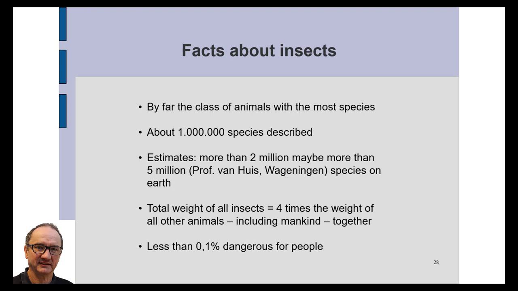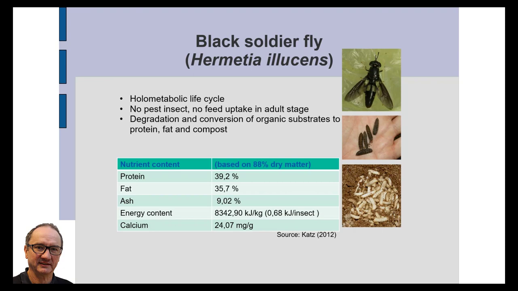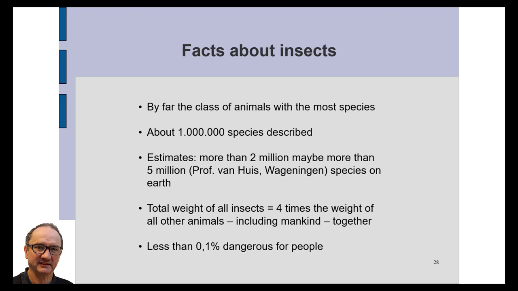So a black soldier fly, let's say 15 to 20 days with 150 to 200 milligrams is superior. Okay, the total weight of all insects is four times the weight of all other animals, including mankind, and less than 0.1% is dangerous for people.